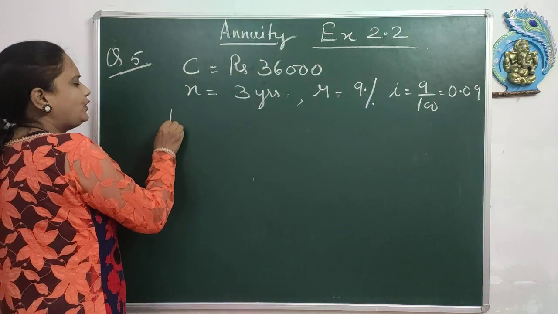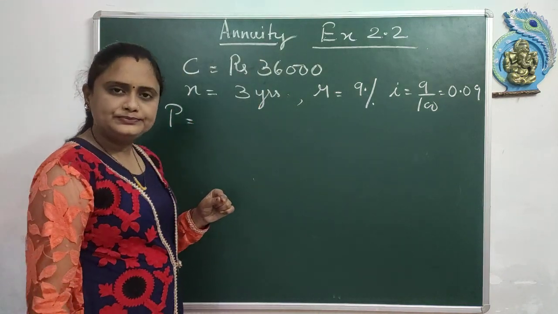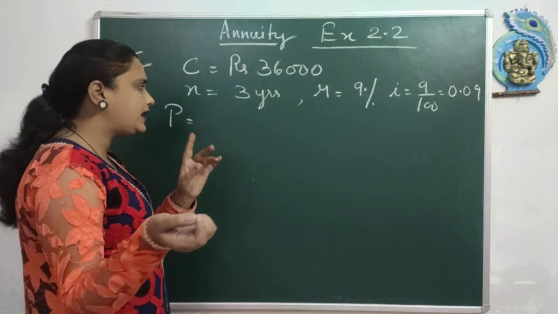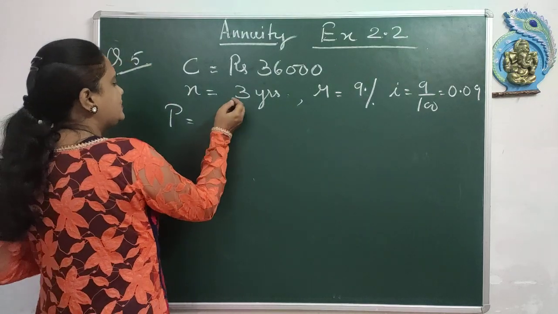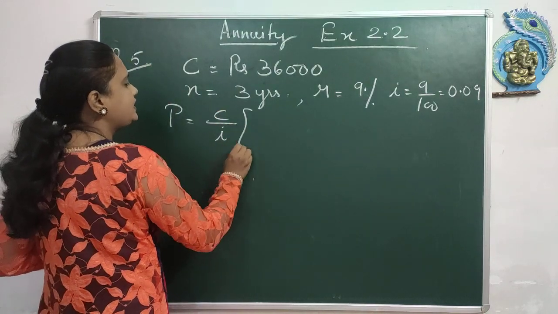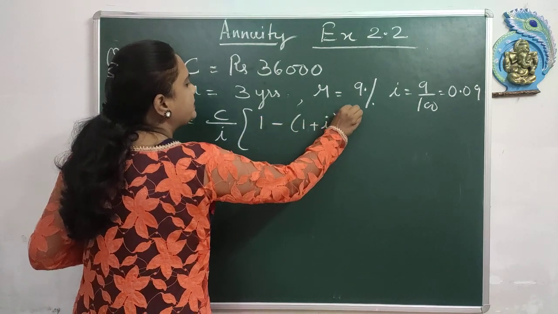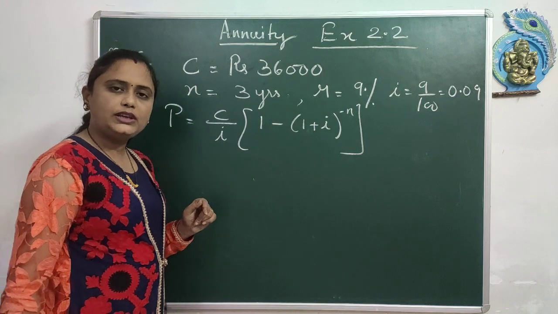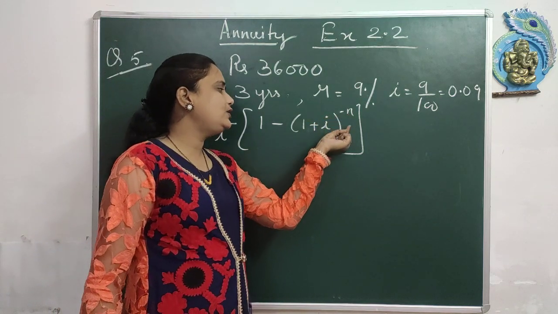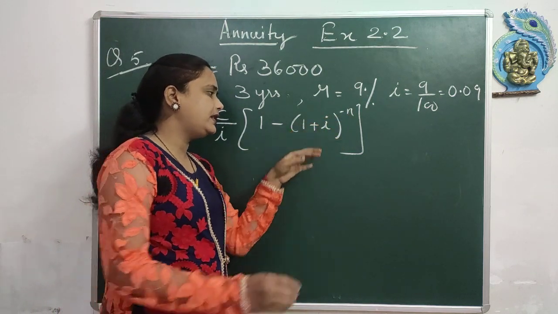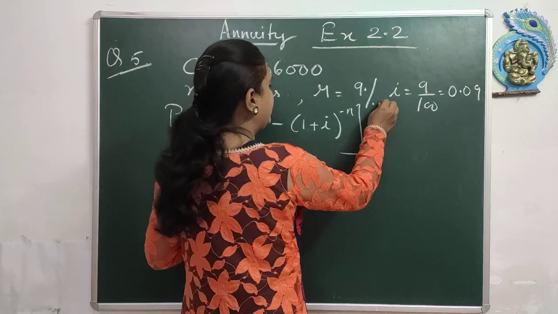Now just apply the formula for present value. There is a little difference in the formula between A and P. So that is C upon I into 1 minus 1 plus I to the power minus n. And this minus n you can write down in the denominator if you want to write it like this.